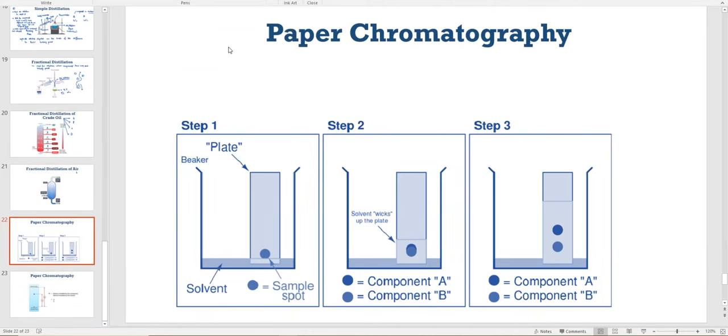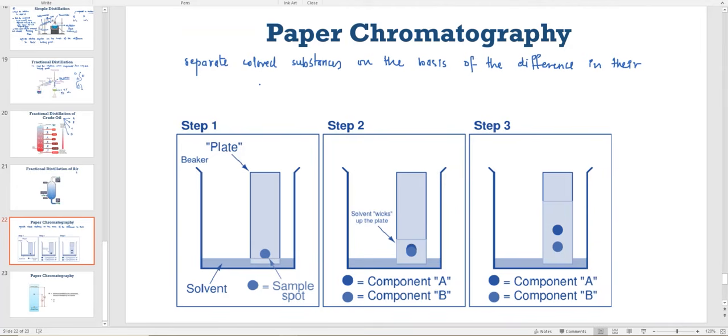Okay, so moving on to paper chromatography. Paper chromatography is basically used to separate colored substances on the basis of the difference in their solubilities.